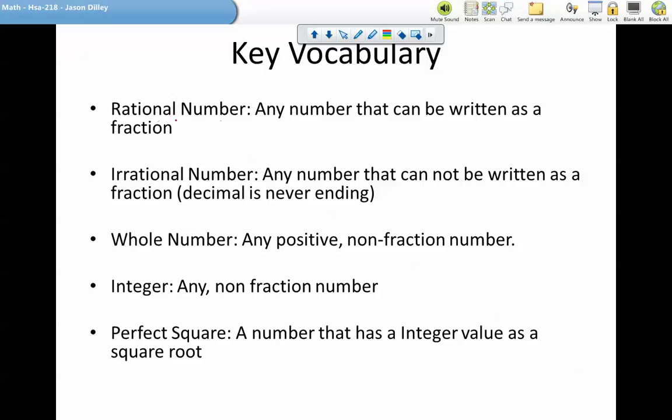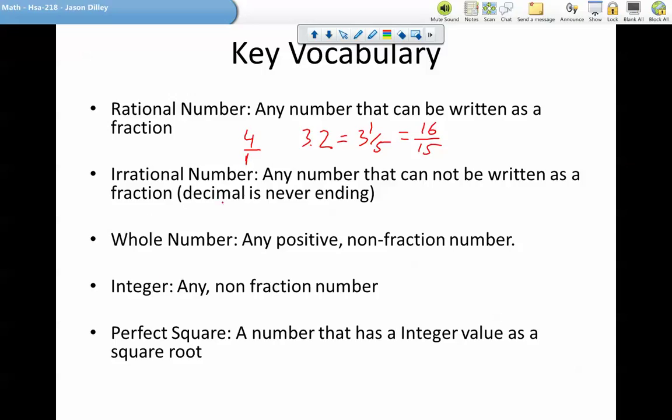You've got rational numbers. A rational number is any number that can be written as a fraction. So, for example, 4 can be written as a fraction because it's 4 over 1, right? 3.2 can be written as a fraction because that 0.2 is like 2/10, which is the same thing as 1/5. So we have 3 and 1/5, right? So we can write that as a fraction. Therefore, this is a rational number.